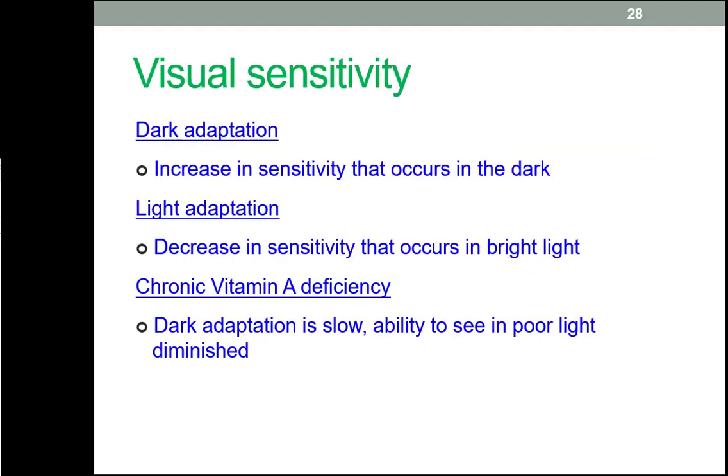Just to finish off this little section, a summary of some definitions and issues. Dark adaptation, light adaptation, and chronic vitamin A deficiency, one of the symptoms of which is slow dark adaptation and poor ability to see in poor light.